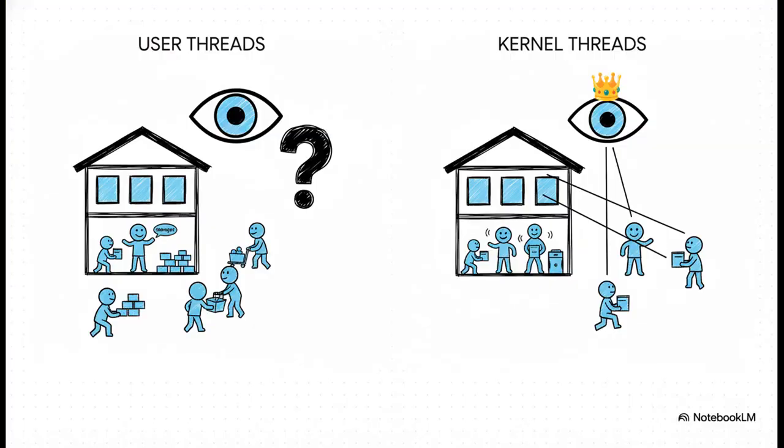On the left, you've got user threads. You could think of this as the DIY approach. A library inside your application manages everything. And the key thing here is that the operating system is totally clueless. It has no idea there are individual workers inside. It just sees one big process. But on the right, you have kernel threads, where the OS is the manager. It sees and controls every single worker directly, handling all the scheduling for you.